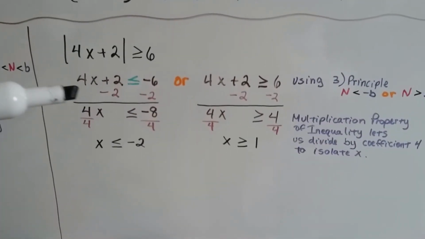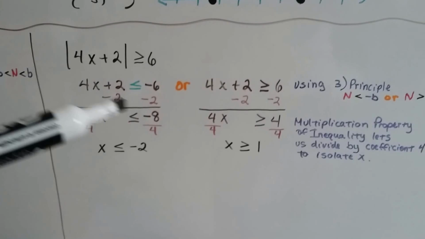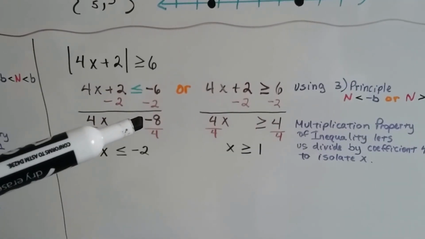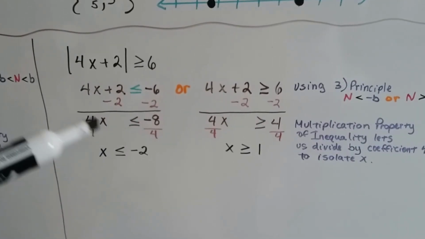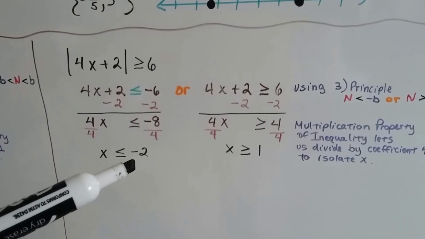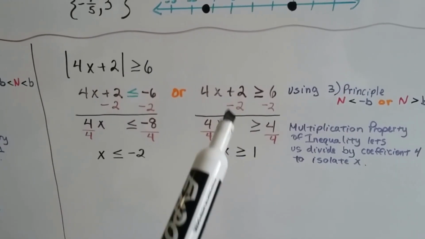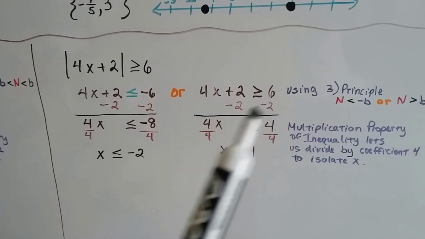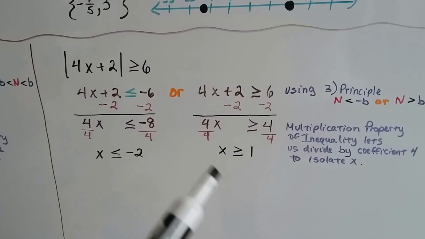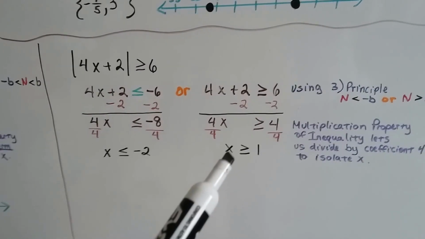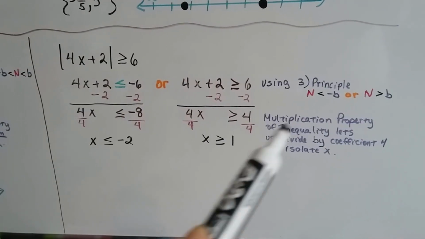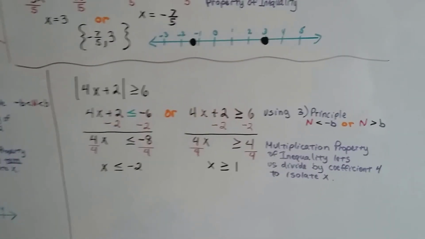And we can use our additive inverses to get rid of this 2 by subtracting 2 from each side, or adding a negative 2 if you want to put it that way. And we get 4x is less than or equal to a negative 8. We can divide each side of the inequality by this 4 coefficient, and we get 1x is less than or equal to a negative 2. We do the same thing on this side, subtracting a 2 or adding a negative 2, however you want to look at it. It's getting rid of this 2 here. And we get 4x is greater than or equal to a 4. We divide each side by the 4 coefficient, and we get that x is greater than or equal to a 1. So that was using the third one. Just notice that the sign got turned around, all right?